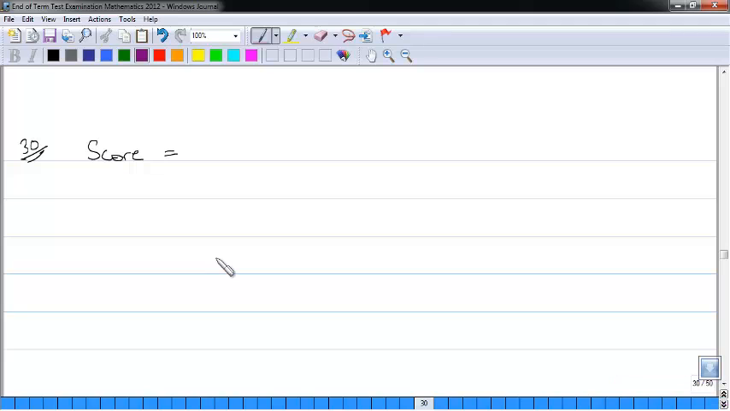Number 30 asks, how many things make a score? A score is made up of 20 things, and our answer would be C.